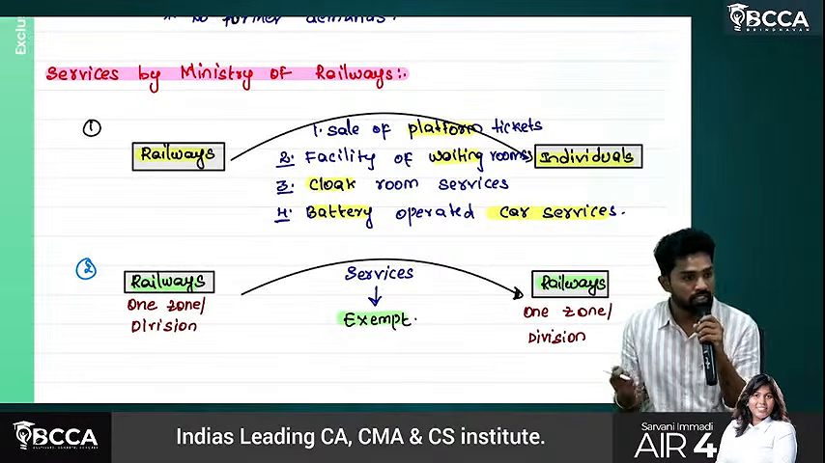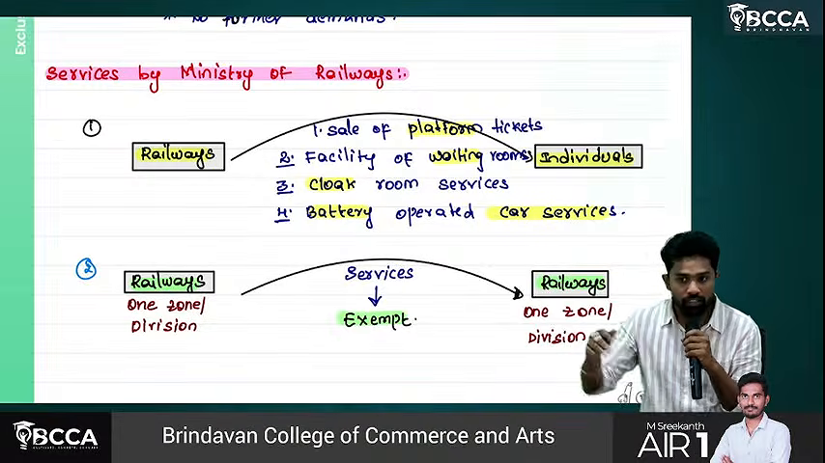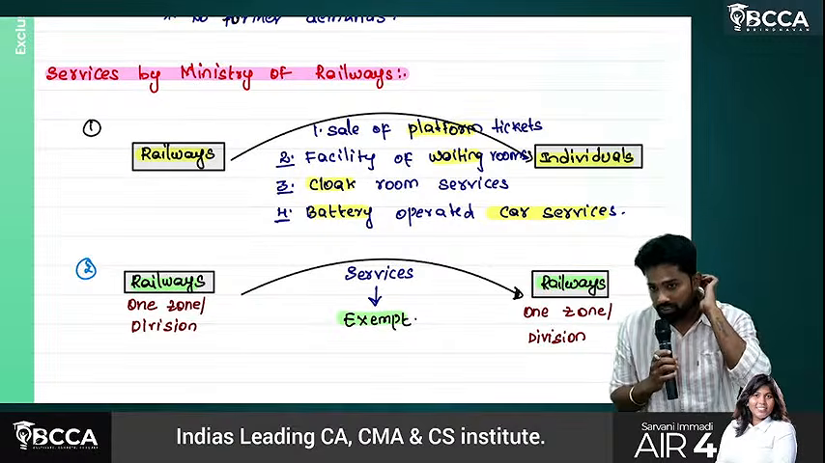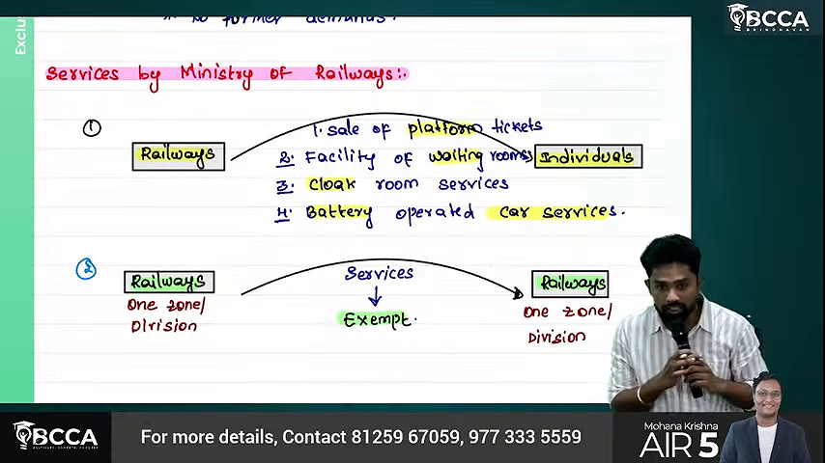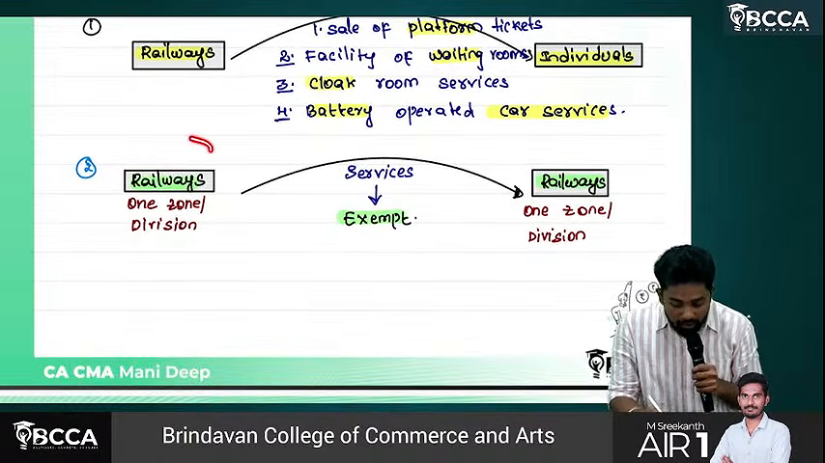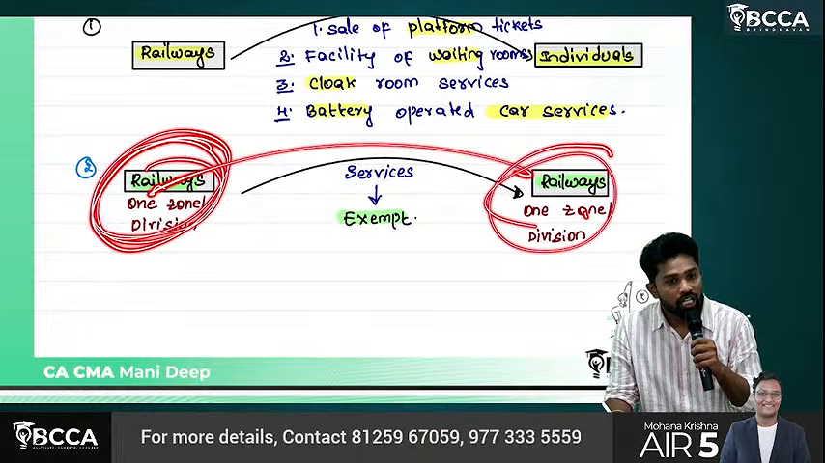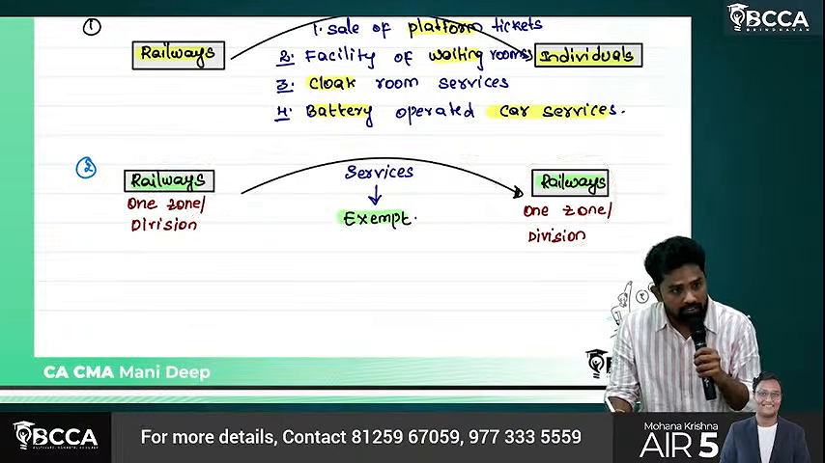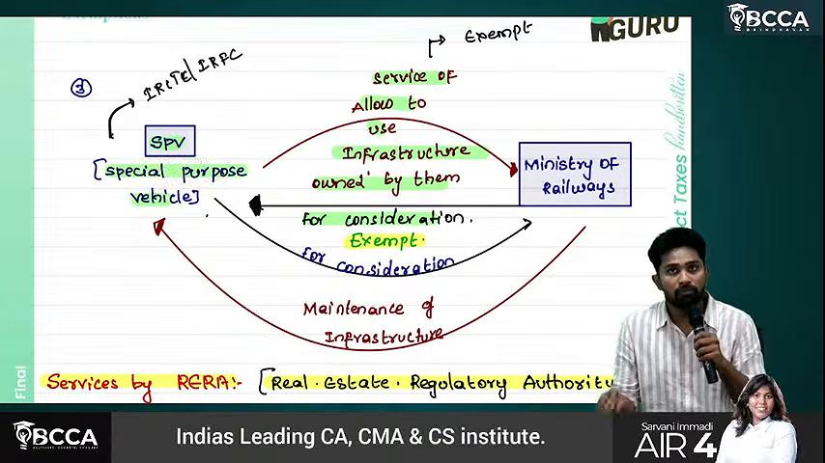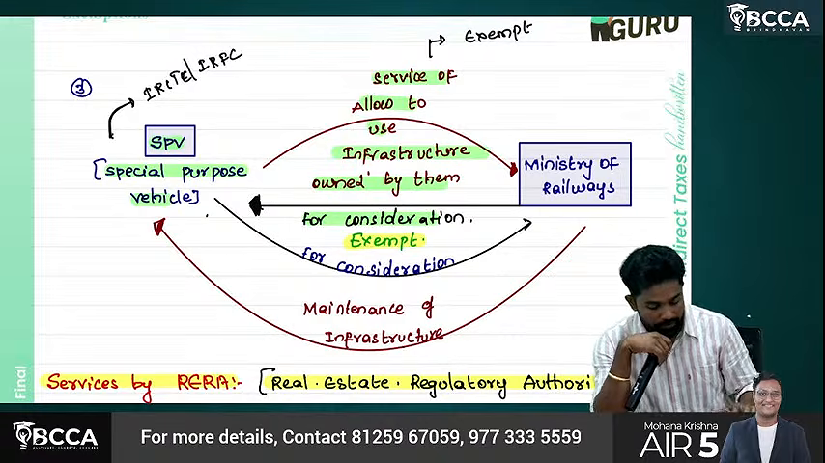So, okay, you can see sir. They'll be operating those battery operated cars in the platforms also to take the luggage, parcels and all from the train till the outside of the station. So all those services are what? Exempted. Then one railway zone or one railway division providing services to another railway zone or another railway division, those are also exempted. Then sir, this one needs little attention.